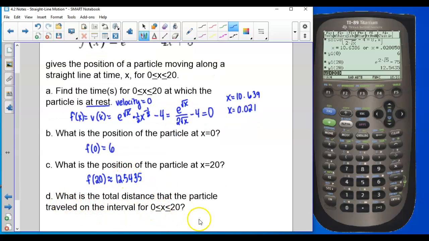So D says, what is the total distance that the particle traveled on the interval from 0 to 20? And so this problem seems like if at 0 you're at 6 and if at 20 you're at 12.54, it seems like then you should just take these two and subtract them. However, that is going to tell you how far the particle is from where it started.